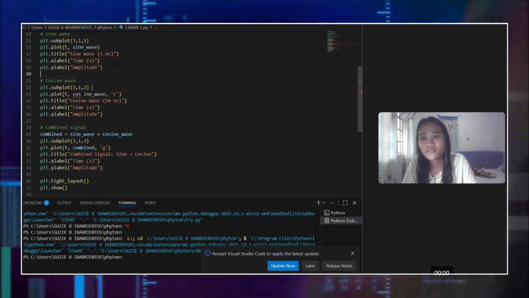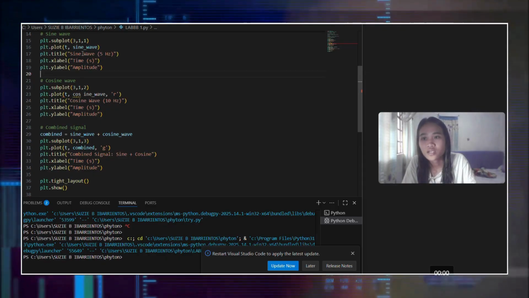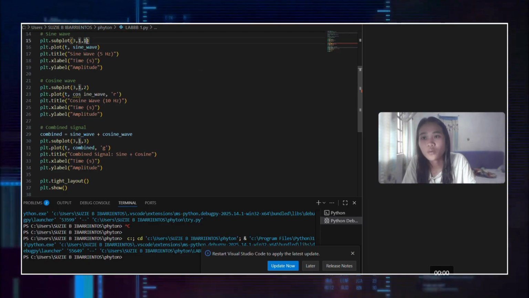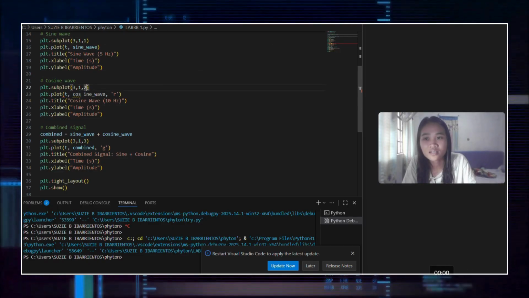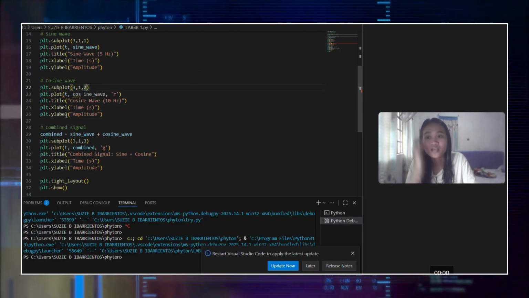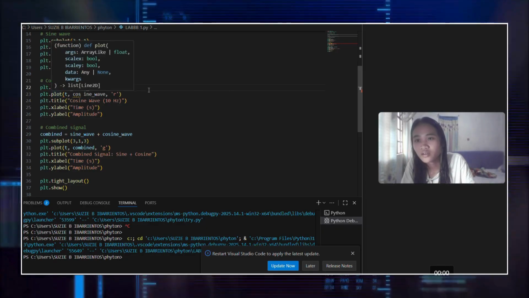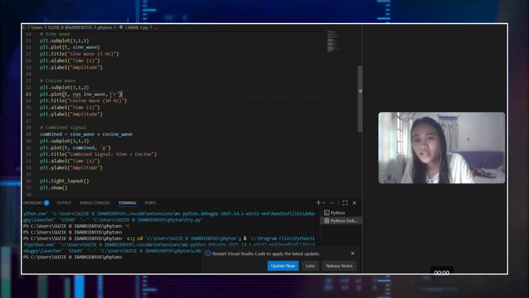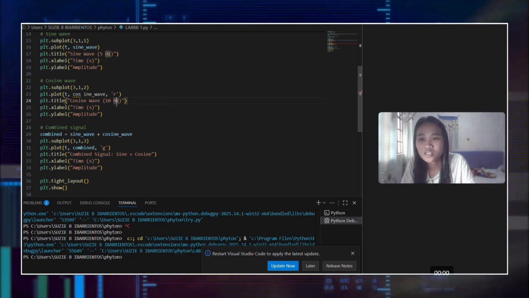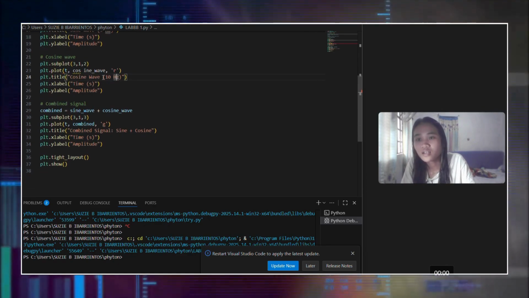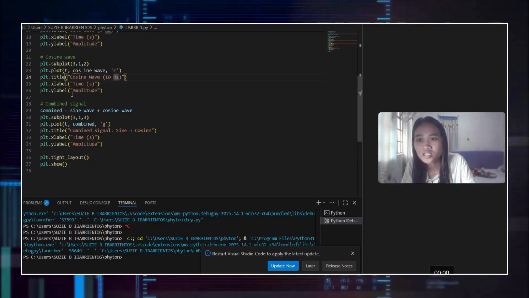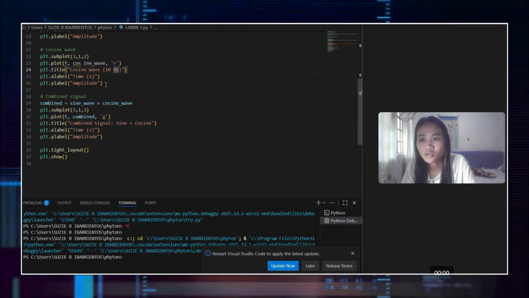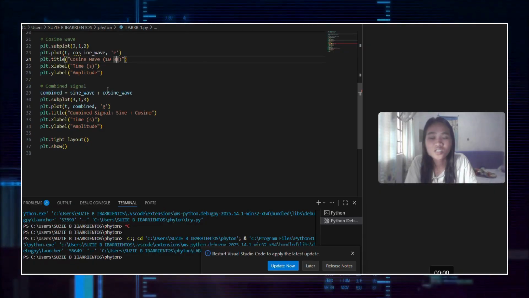For the cosine wave, this will be the second area in the plot, and I have here the t and the cosine wave. The r here means the color of the signal. The title is cosine wave, 10 hertz, the x label is time, and the y label is amplitude.